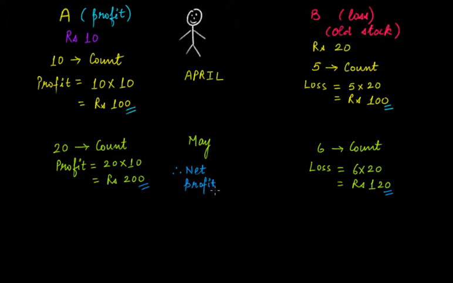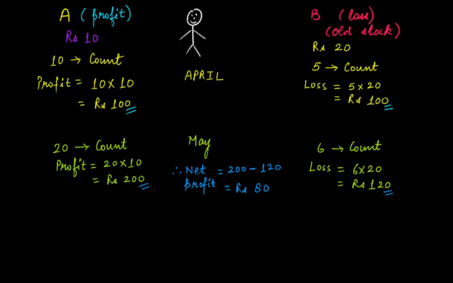Okay, so net profit. And how will you calculate what exactly your net profit is? You will simply take the profit that you are earning due to item A, that is 200, and subtract from it the loss you are incurring due to item B, and this will be 80. Sorry, let's take the unit. So rupees 80, this is the net profit that you are making, right?